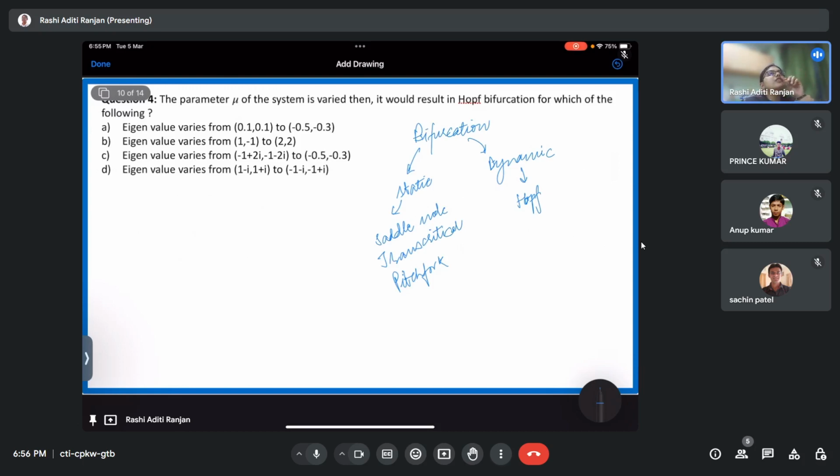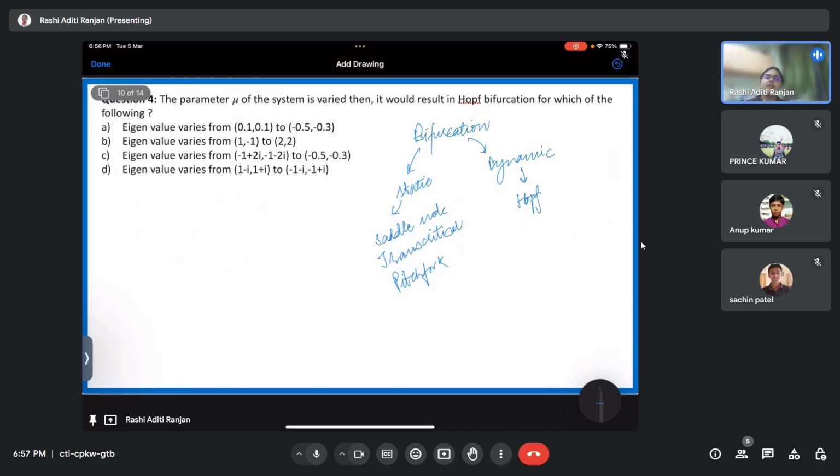The system was having an unstable spiral, and then it resulted in a stable fixed point, or it was having a stable fixed point and then it went into an unstable spiral, or these kinds of things. So we'll try to see how, by watching the eigenvalues, I can predict. Coming on to the first option: the eigenvalues vary from 0.1, 0.1 to minus 0.5 and minus 0.3. Initially the eigenvalues were 0.1 and 0.1, which means both were real and positive, so the fixed point was unstable, isn't it?